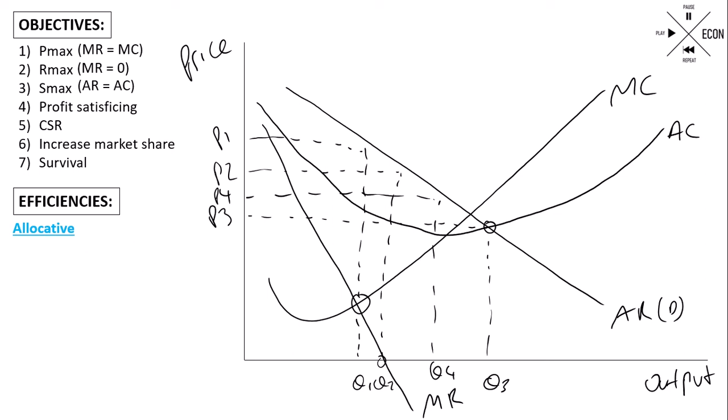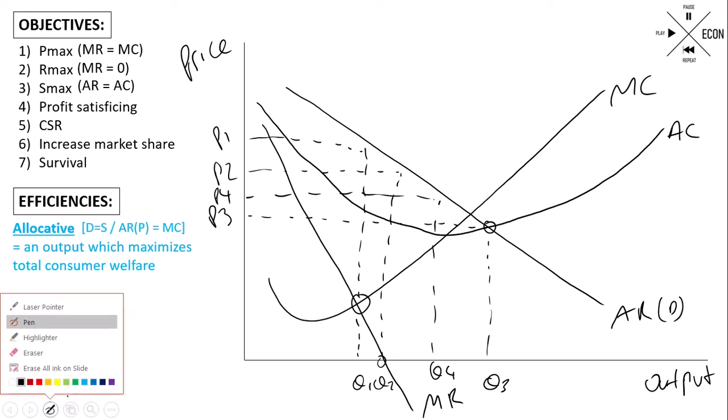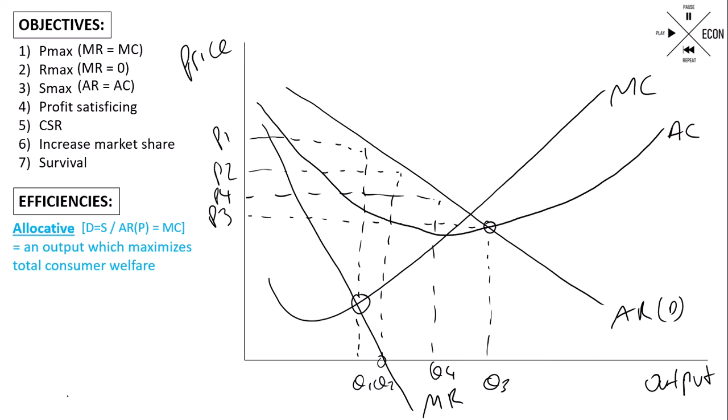Okay, so as you've probably seen come up a few times there, allocative efficiency. Hopefully you haven't really had a sneaky look there, so you can pause the video and try and define allocative efficiency, please, and show it on the diagram. So hopefully you've got that it is an output which maximizes total consumer welfare, and it occurs where demand equals supply, or AR equals MC, or price equals MC, and that is right at this point here. So that would show a pricing output where a firm is being allocatively efficient.